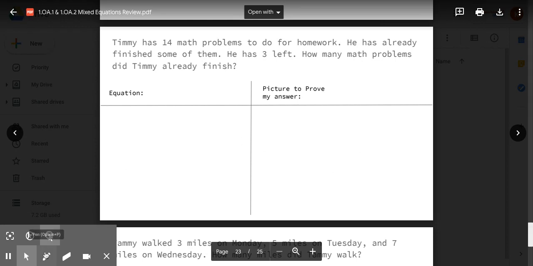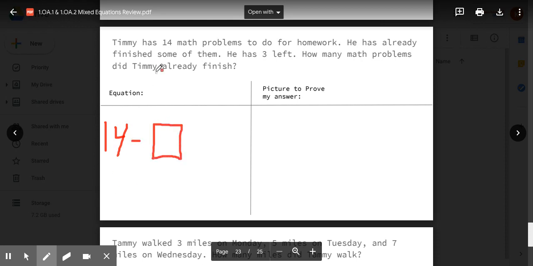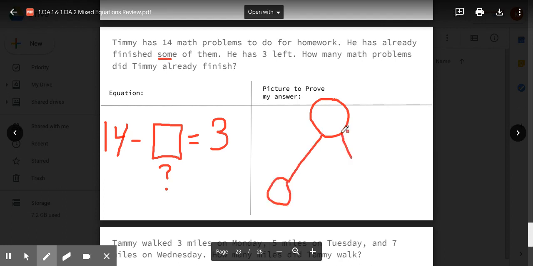First, I'm going to write an equation to match my problem. Timmy has 14 math problems to do for homework. He has already finished some of them. I don't know how many because it says some. He has 3 left. How many math problems did he already finish? First, I'm going to draw a number bond to prove my answer. My whole number goes at the top. My missing part, or one of my parts goes at the bottom, and then my missing part is left blank.